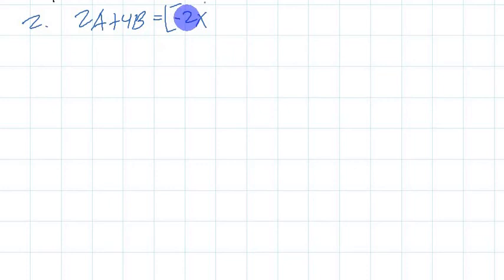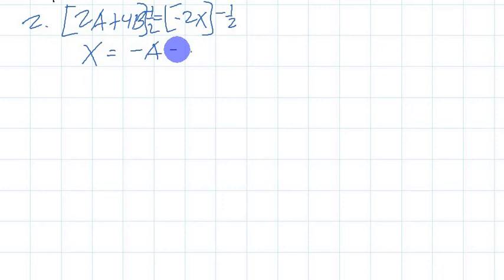The other equation is actually easier. The other equation is 2A plus 4B equals negative 2X. So X is already isolated and all we need to do is remove the scalar, so it will just be X. And to remove that scalar, we need to multiply both sides, this time, by negative 1/2. In turn, we're going to have X equal to negative 1/2 times 2A, negative 1/2 times positive 4B, minus 2B.